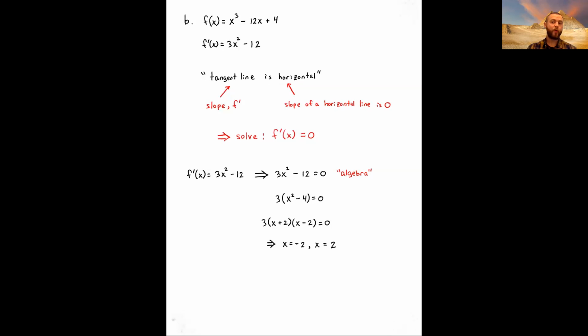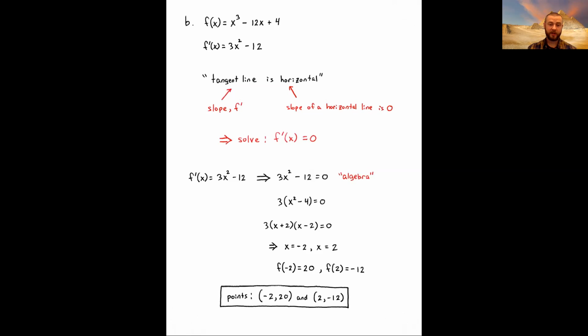Now, just to be technical, the question was asking to find the points. Points are listed mathematically as an ordered pair, x comma y. We only know the x coordinates. Now, we reviewed a little earlier in the course, how do you find y coordinates? Well, given an x value, y coordinates come from the original function, f, not the derivative. So to get the y coordinates, we just plug -2 and 2 into the function to get these y values, 20 and -12.